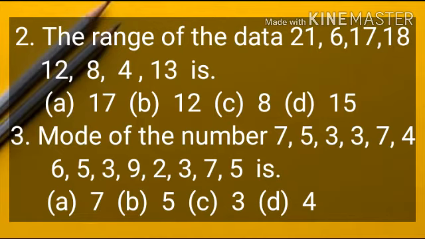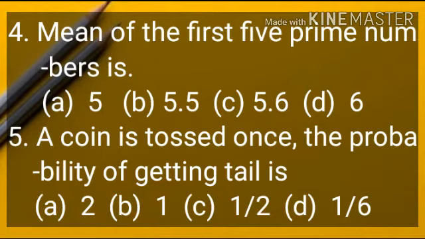Now question number 3, mode of the numbers. Student, you know the observation that occurs most frequently in the data is called mode. So you can find the mode. Okay. Question number 4. Mean of the first 5 prime numbers is A 5, B 5.5, C 5.6 and D 6. Student, you can do this question easily.